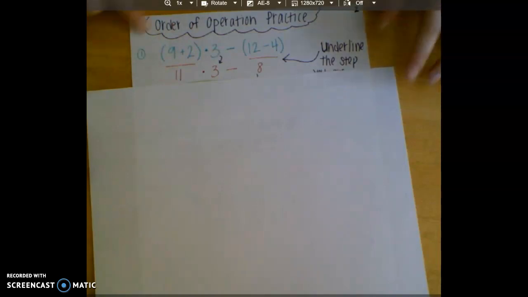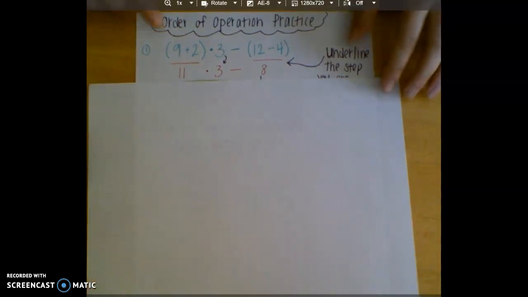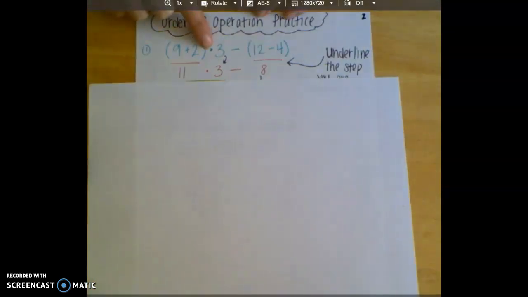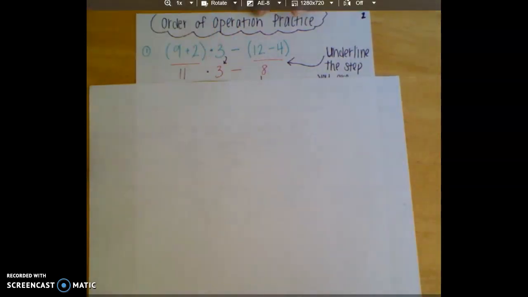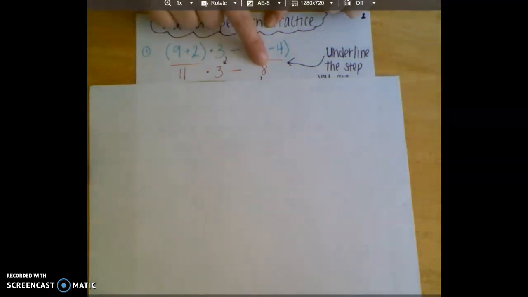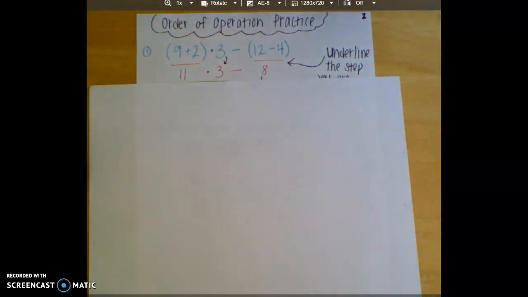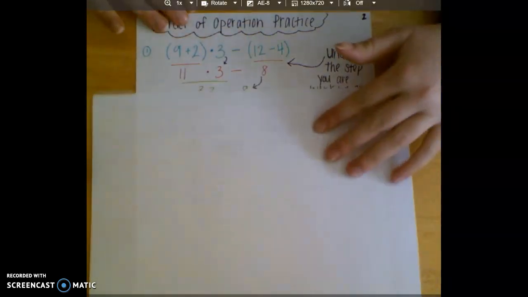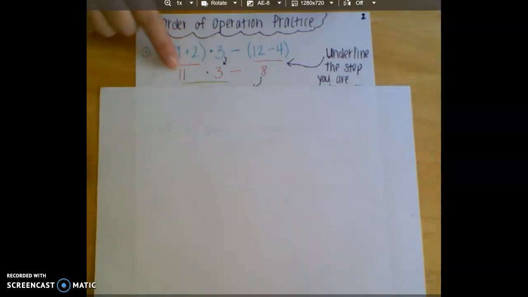This is the tricky part. This is what's really, really important, is that I didn't do anything with this multiply, with this 3, or with this minus, which means I bring those straight down where our numbers are. So our new numbers that we're solving right now in our same problem are 11 times 3 minus 8. Now you know we don't have any exponents, so next we go to multiply and divide. I underline that 11 times 3 because I know that comes before subtraction.